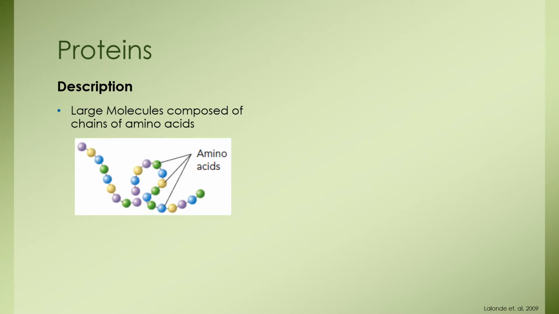Proteins first. Proteins are large molecules composed of chains of amino acids. Amino acids are small molecules, represented here by these little balls. When I put a lot of amino acids together, I make a chain. This chain here is one protein. So a protein is a chain of amino acids, all linked together, making one molecule of protein. So proteins are large molecules.